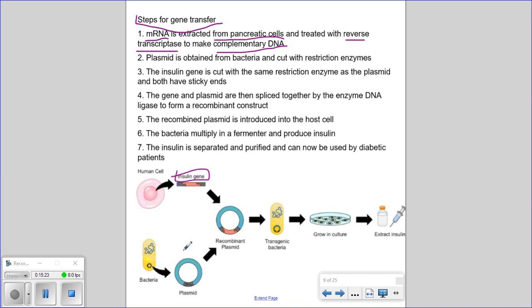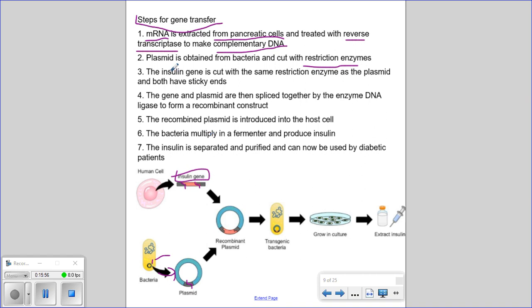Then you can take your plasmid, which is obtained from a bacterial cell, and cut it with restriction enzymes that will generate those sticky ends. Those sticky ends are shown here, highlighted in purple, so you get those unpaired nucleotides. You also want to treat your gene with the same restriction enzyme to generate the same type of sticky ends. This will help the gene insert into the plasmid.